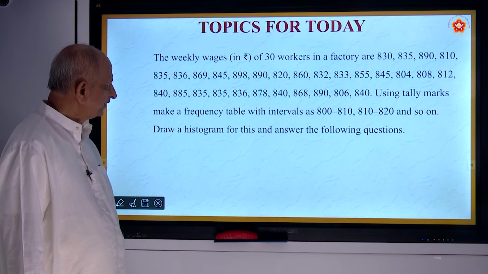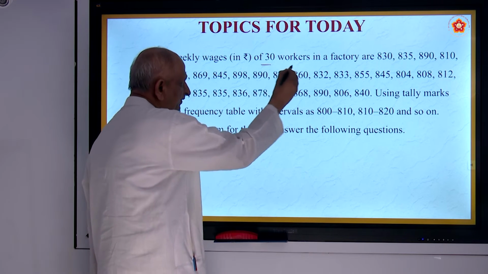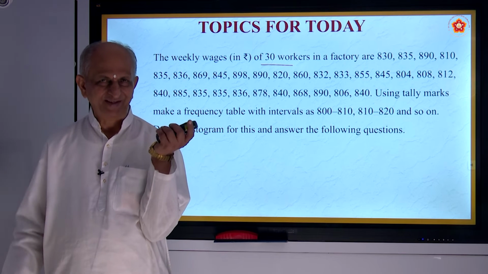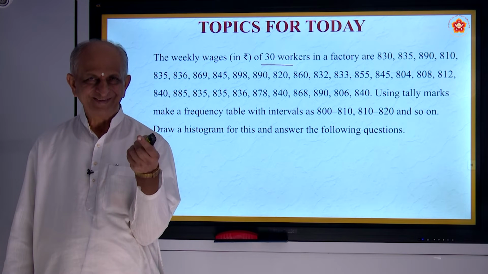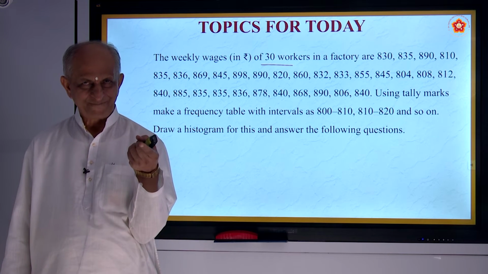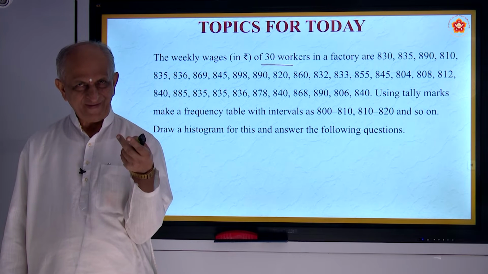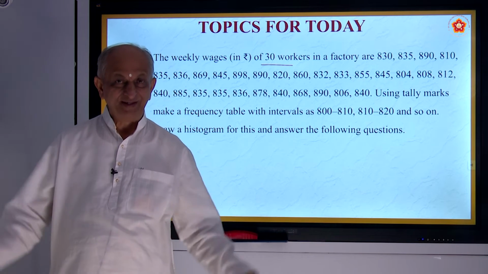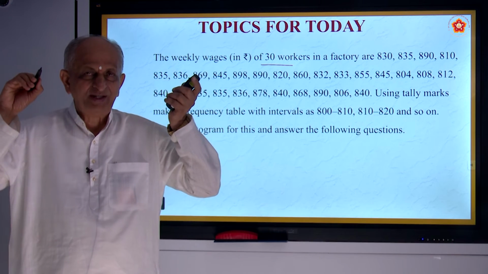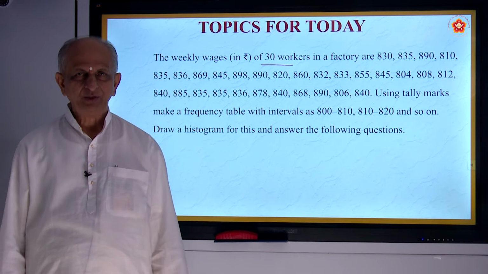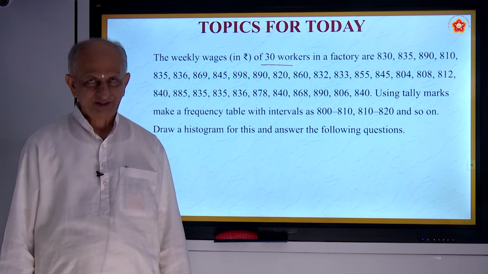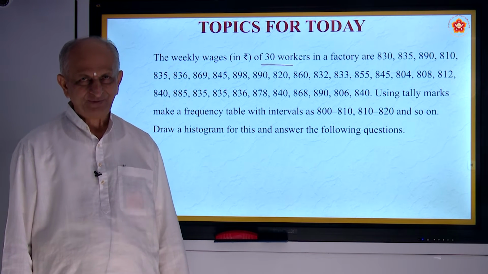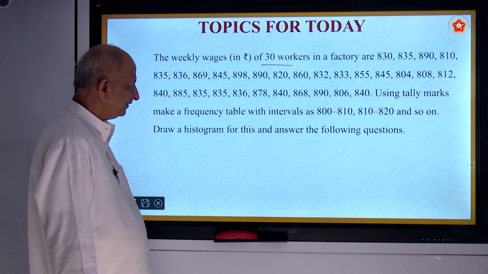The weekly wages of 30 workers in a factory. Can you name some factories you have seen? Yes, sugar factory, soap factory, iron and steel factory. We call them industries if it is large scale. If small, it will be factories. Cashew factory will be there. Juice making factory will be there. They are called factory workers.